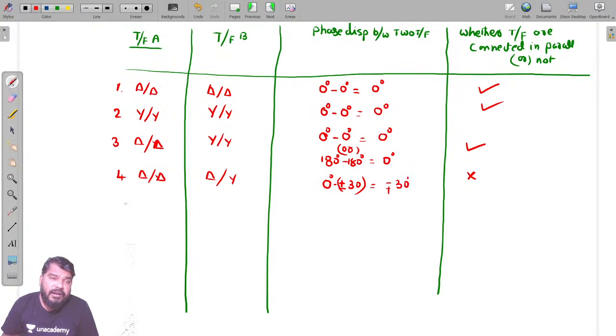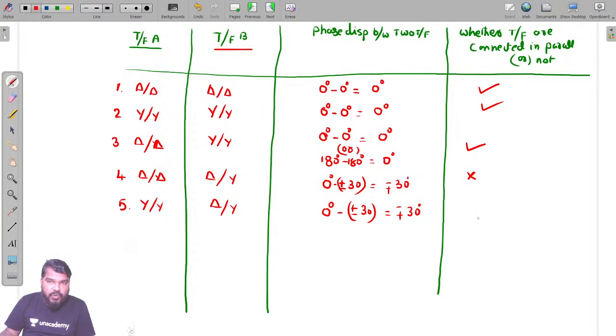And the fifth one. So transformer A connection is a star, and transformer B connection is a delta star. Now verify the phase displacement between these two. The star three phase transformer is a 0 degree connection and the delta star three phase transformer is a plus or minus 30 degree connection. So you can write plus or minus 30 degrees. So whether these two transformers can be connected in parallel or not, we cannot connect these transformers in parallel.